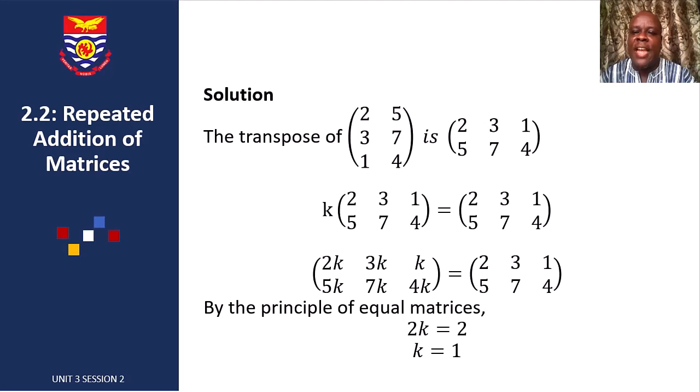So the first entry at the left hand side, which is 2k, should be equal to the first entry at the right hand side, which is 2. So we can simply say that 2k is equal to 2, and so k is equal to 1. We can use any other entries to do the comparison to find our k. I hope you got the same answer.